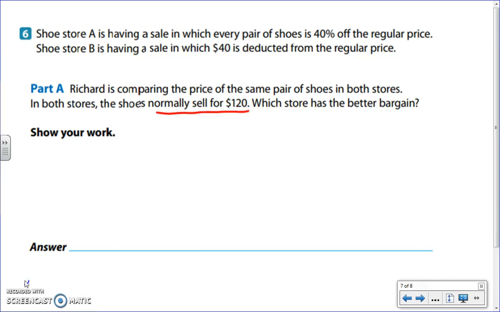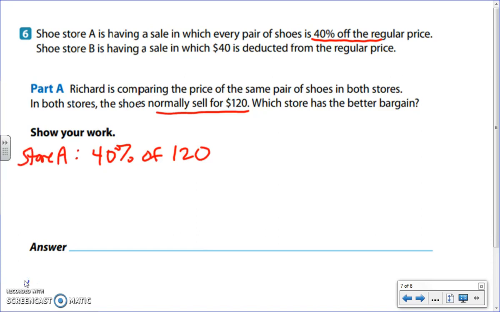At store A, we need to figure out what percent off the regular price, 40% off the regular price. And so we can think of this two ways. We can think of, okay, well, if I can figure out what 40% of $120 is, I know that's how much money they're taking off the price. Or I can think, oh, well, if 40% is what they're not paying, then 60% is what they're paying for store A. So store A is going to be in red marker.